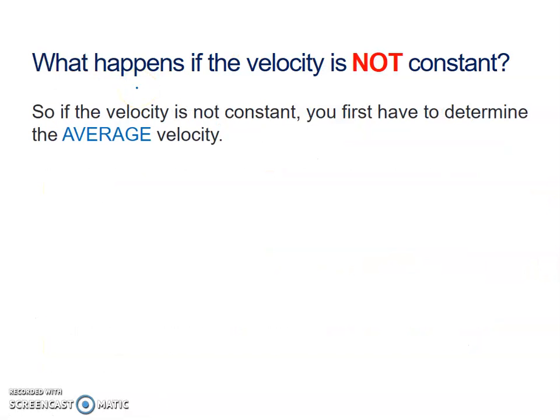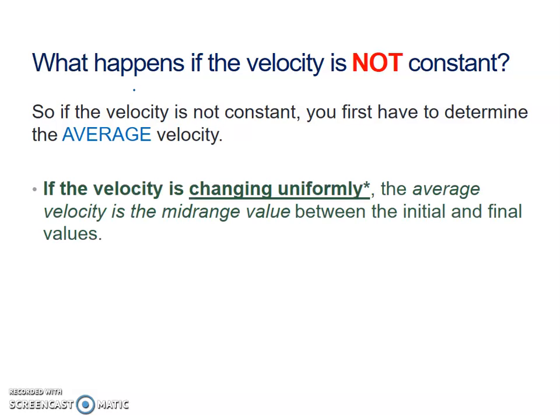In this case, the instantaneous speed is the same as the average speed because it's not changing. But if the velocity is not constant, then you have to determine the average. Well, here's where our talk of acceleration can help you out a little bit. Because if the velocity is changing uniformly, meaning it's speeding up at the same rate or slowing down at the same rate, the average velocity is the mid-range value between the initial and final.